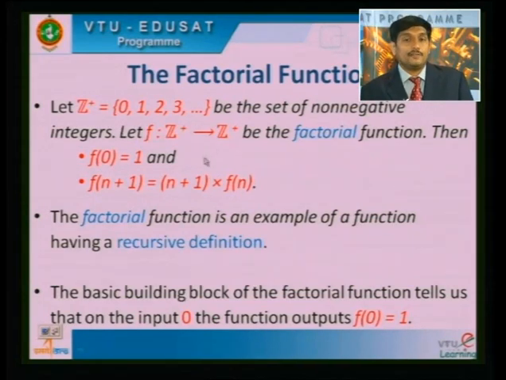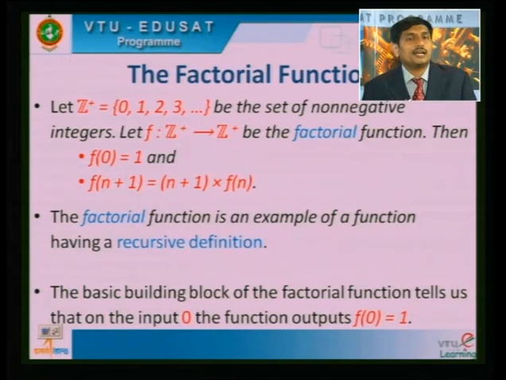We defined that n factorial, f of n is equal to n factorial, means if you put n equal to 1, you get 1; n equal to 2, you get 2 into 1; n equal to 3, you get 3 into 2 into 1. That is the function here, it is defined: f of n plus 1 is equal to n plus 1 into f of n. That is the factorial function.